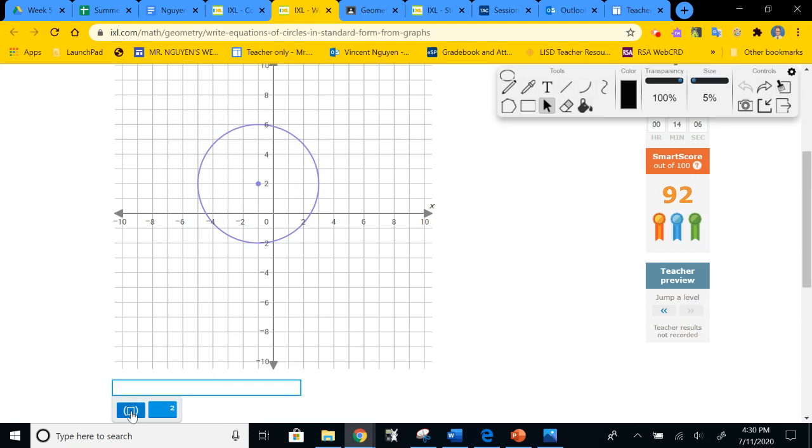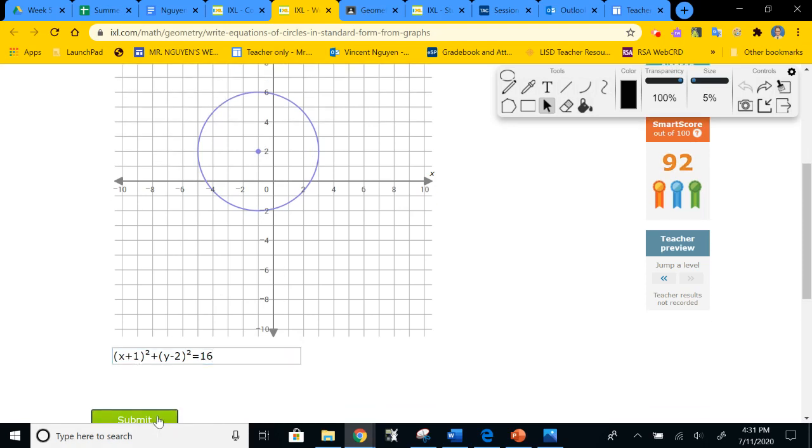So I'm gonna do x minus a -1, so it's x plus 1, square that, and then plus parentheses y minus k, which happened to be 2, so I'm going to do y minus 2 and then square that, equals r square. R happens to be 4, so 4 square would be 16. And that is my equation for the circle.